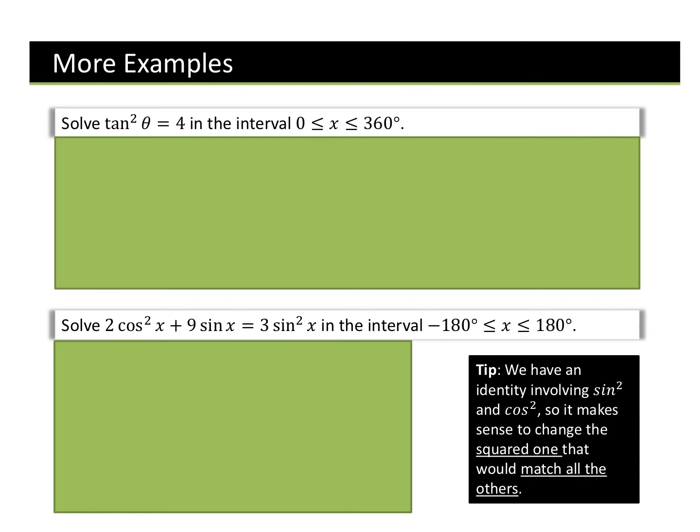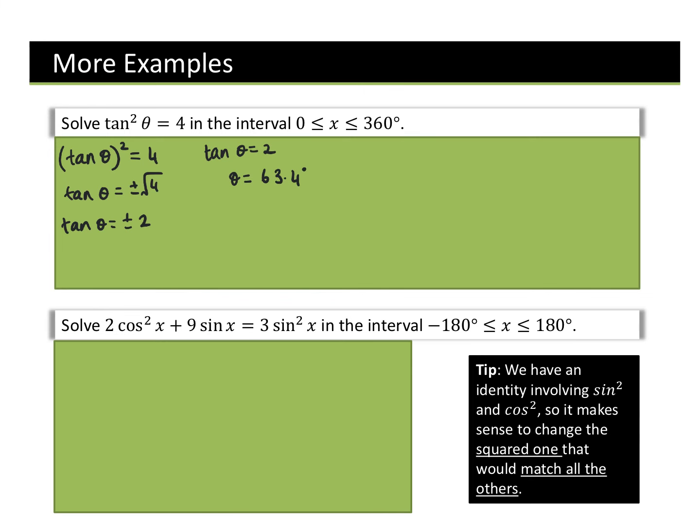Okay, 2 more examples. People get caught up on this one. Solve tan squared theta equals 4. So we know that tan squared theta is actually tan theta all squared. This equals 4. It's just the way that we write it. So that means tan theta equals plus or minus the square root of 4, which we know tan theta equals plus or minus 2.